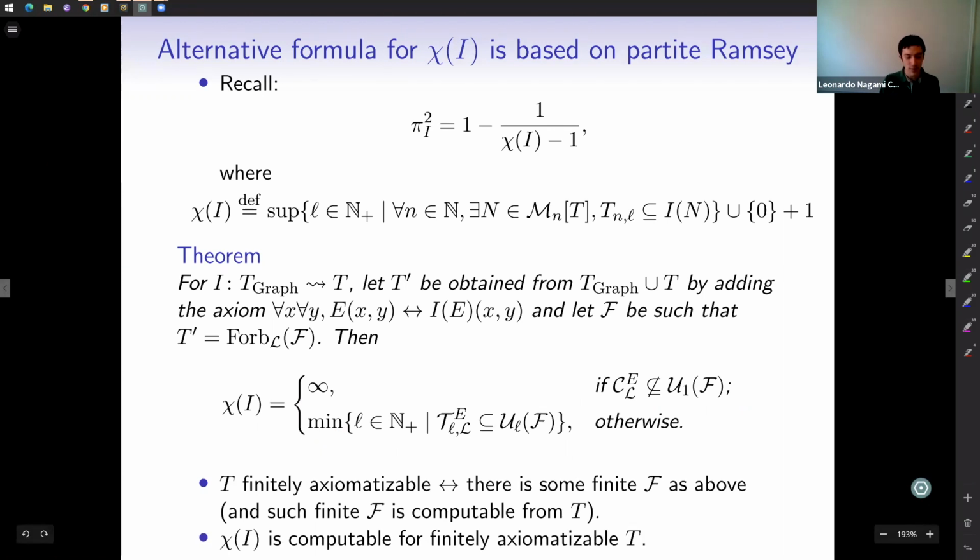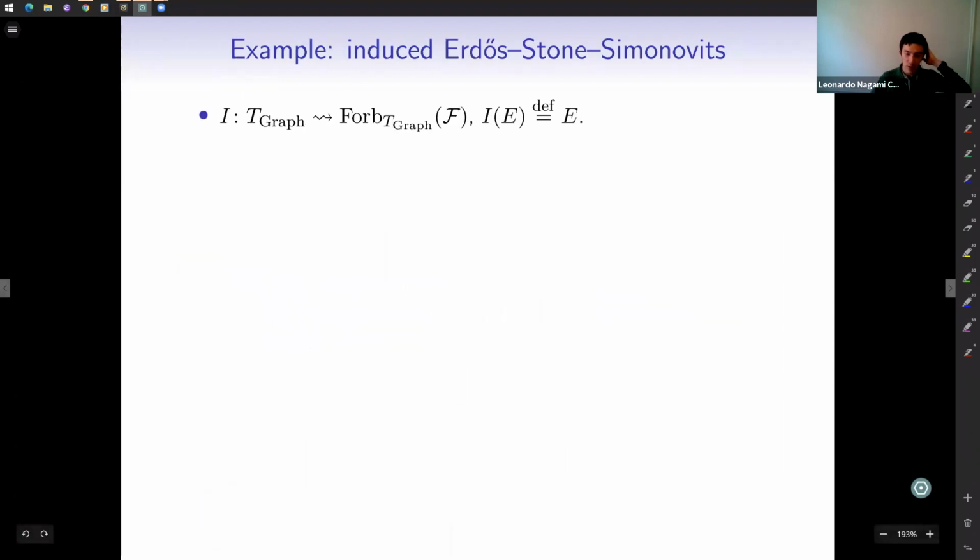So this formula is what allows you to say that as long as your theory is finitely axiomatizable, there's an algorithm that computes this thing. Now, the algorithm can be pretty bad. In general, the algorithm will be pretty bad, but there's at least an algorithm. Okay, so let me maybe finish by giving an example of this, which is the induced Erdos monoids that I promised.